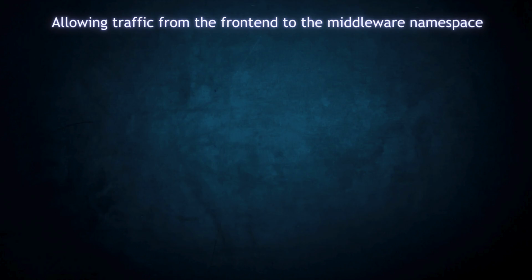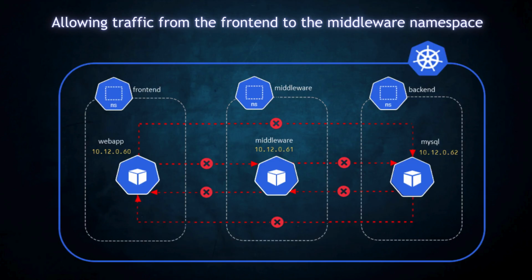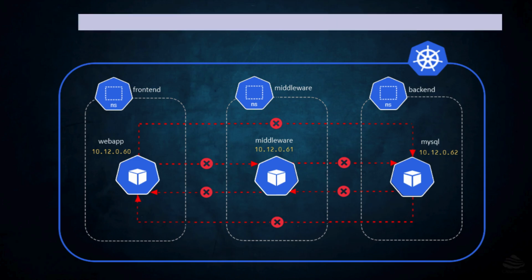Allowing traffic from front-end to middleware namespace. Your front-end pod needs to make an API call to a service running in the middleware namespace. With the default deny network policies enforced, that connection gets dropped like a hot potato. To fix this, we need to apply an Ingress policy on the middleware pods that explicitly trusts incoming connections from pods residing in the front-end namespace.